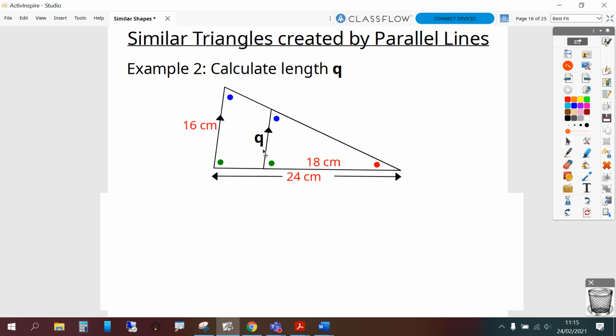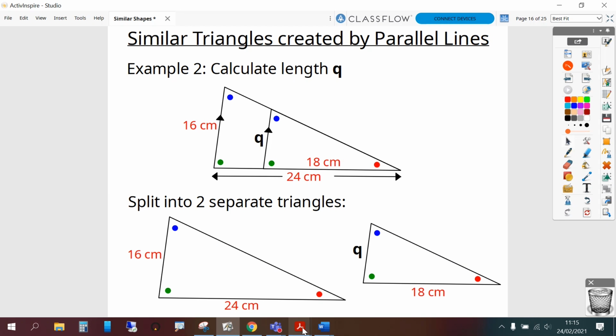Example 2. Again, we've got a smaller triangle inside a bigger triangle. Drawing out the two separate triangles this time. 16 and 24 in the big triangle. We've got Q and 18 on the smaller triangle.